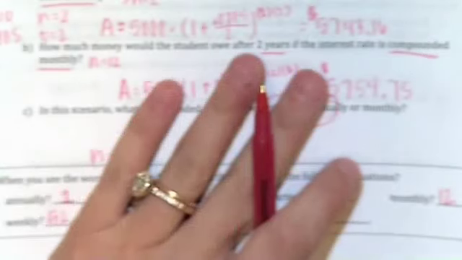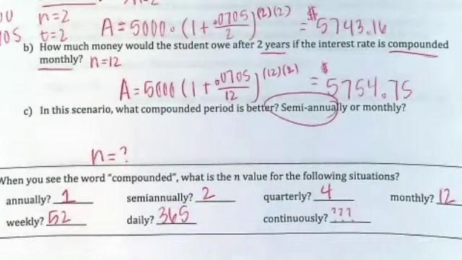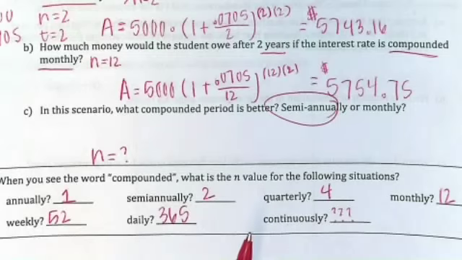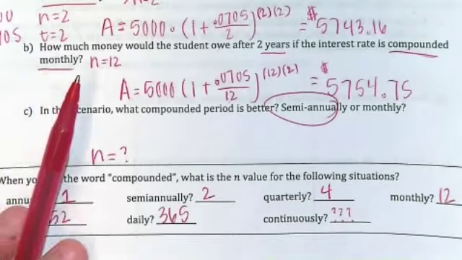Okay, so we know all these. If these words are used, these are our N's. But if it says compounded semi-annually, again, the N is 2. Compounded daily, this is your N value. There are some instances where it says compounded continuously. So what exactly does that mean? Well, let's find out.